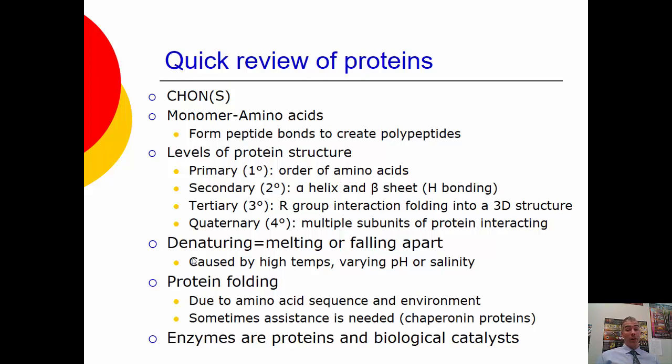Denature is the falling apart of a protein due to lots of different factors, changing its conformation. It's caused by high temperatures, varying pH, or salinity, the 3 main ones. There are other things too, but those are the 3 main ones. And proteins need to fold properly, and they fold due to their amino acid sequence and environment. Sometimes they need help via chaperone proteins. And lastly, enzymes are proteins that help to drive chemical reactions and are biological catalysts. All right, that's it on proteins.